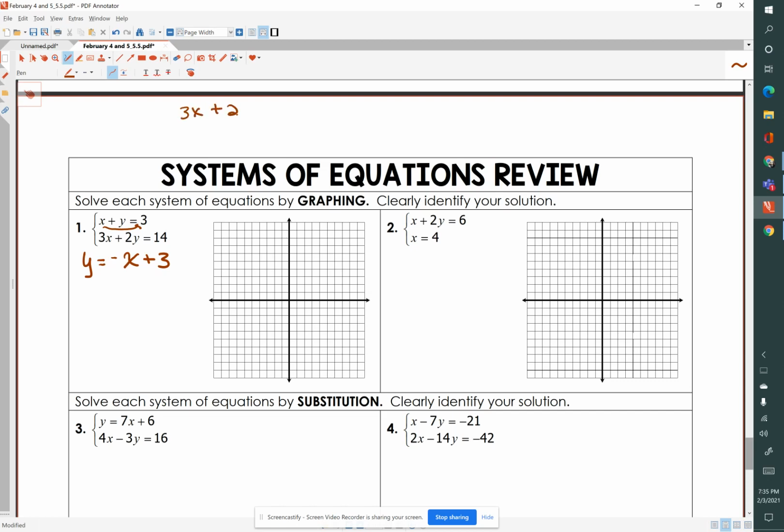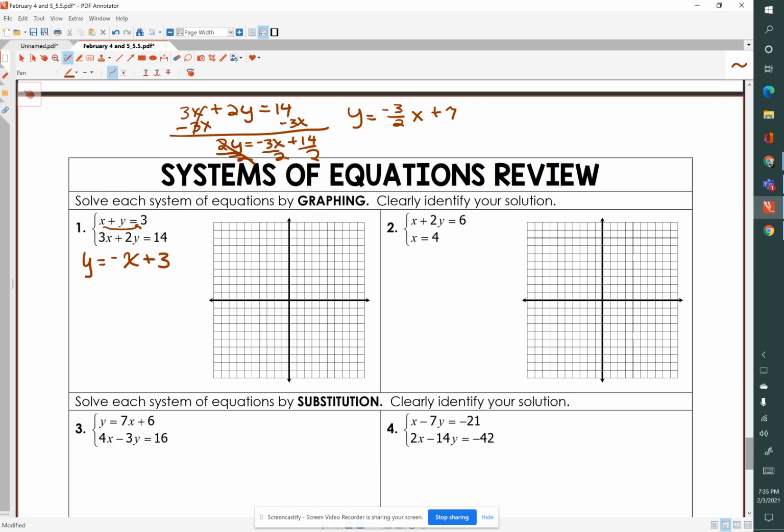3x plus 2y equals 14. Subtract 3x from each side. And we have 2y equals negative 3x plus 14. Divide everything by 2. And we have y equals negative 3 over 2 x plus 7.